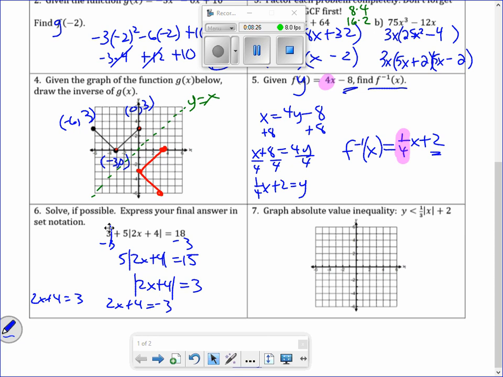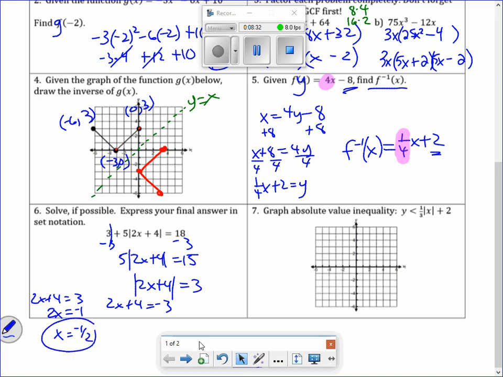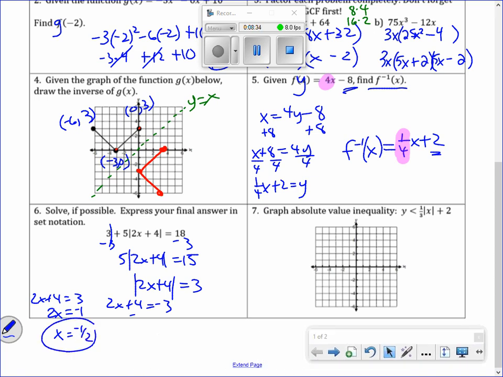All right, so take away 4 over here on the left, I get 2x equals negative 1, and so then I get negative 1/2. And for the other guy, I take away 4. When I take away 4 here, I get 2x equals negative 7, so x equals negative 7 over 2. And there's my 2 answers.